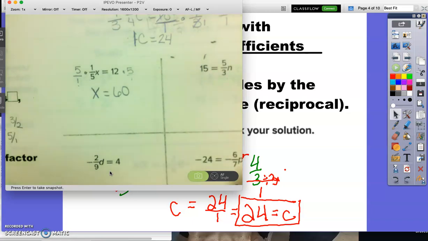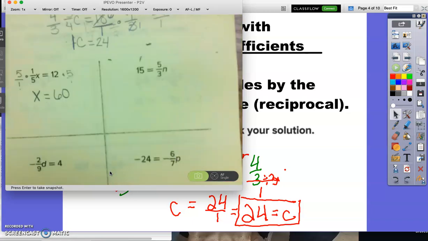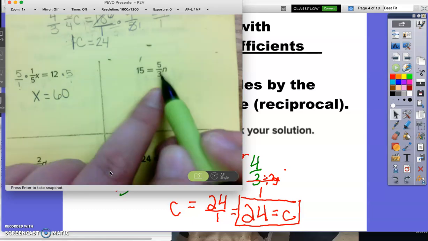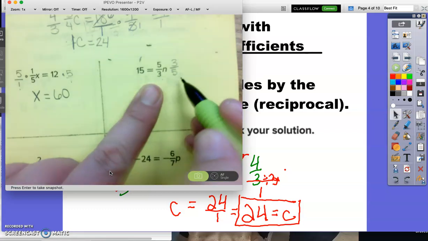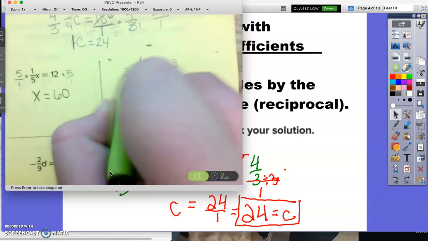I did have a question. Which fraction do you flip and multiply? It's always the one that's the coefficient. It's the one that's attached to the letter. So 5/3, you flip it and multiply by 3/5.